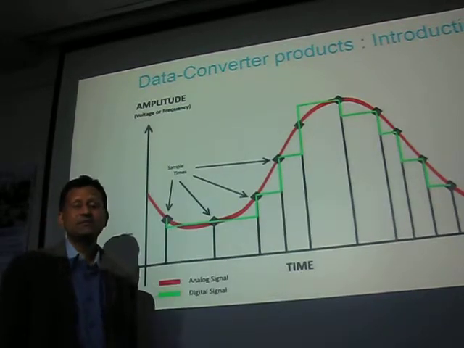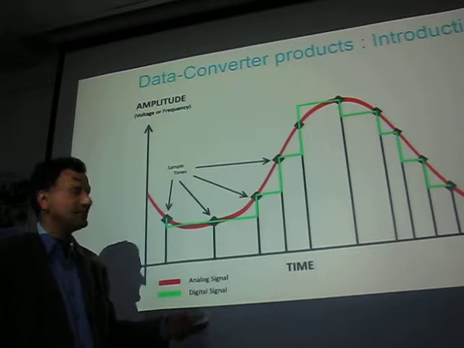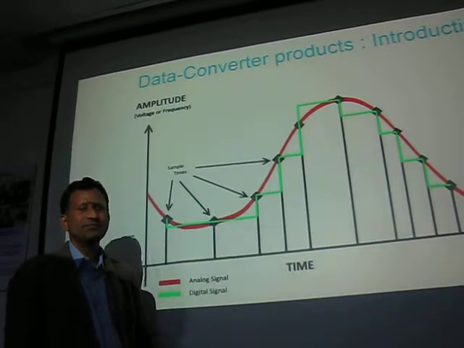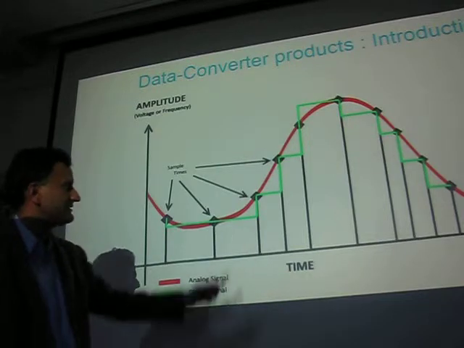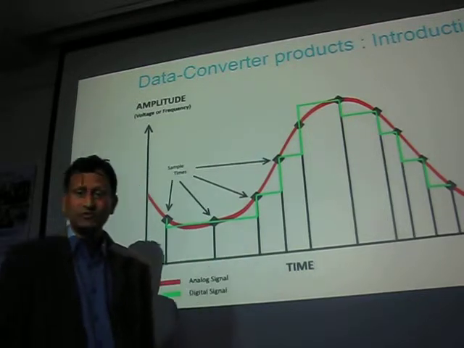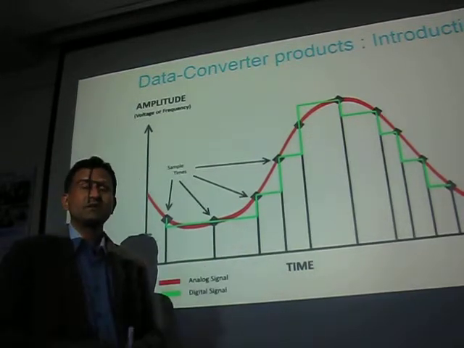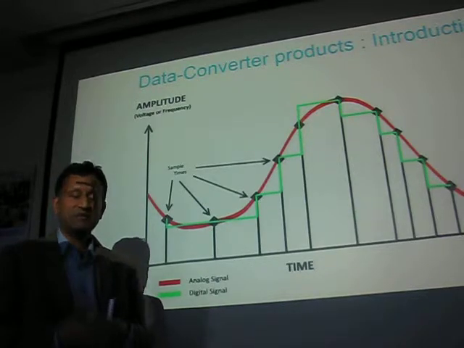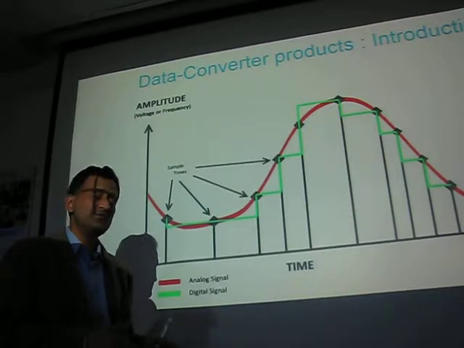This red one is the analog natural signal, and the converted analog signal from the DAC is the green one. So the converted analog signal is not exactly the same as the input.